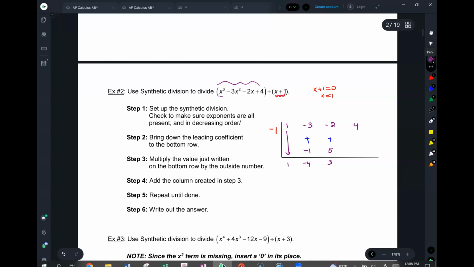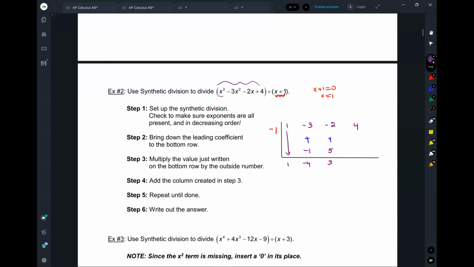Multiply by negative. Would it be negative 6? No. It would be negative. Oh, this is negative 4. Sorry. So this would be positive 4. Sorry. So this would be 2. And then negative 2 and 2.